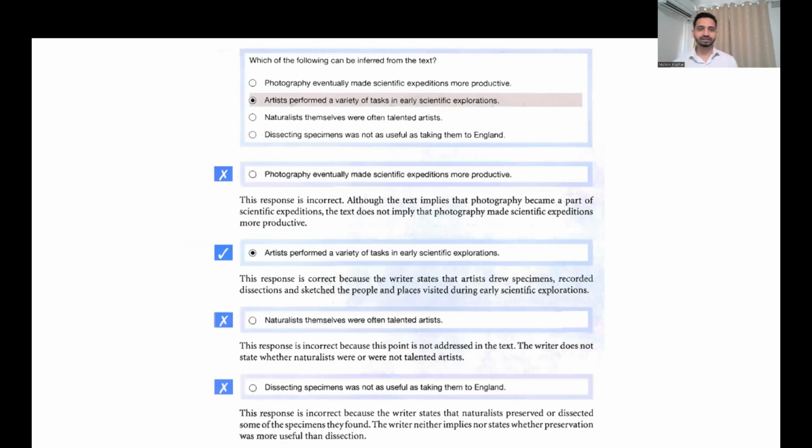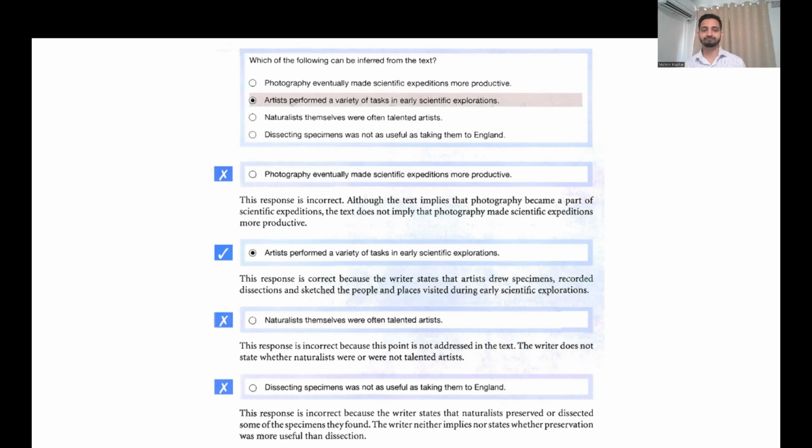So let's look at the options here and the explanation. The first option, obviously, photography eventually made scientific expeditions more productive. This response is incorrect, although the text implies that photography became a part of scientific expeditions later on. The text does not imply that photography made scientific expeditions more productive.